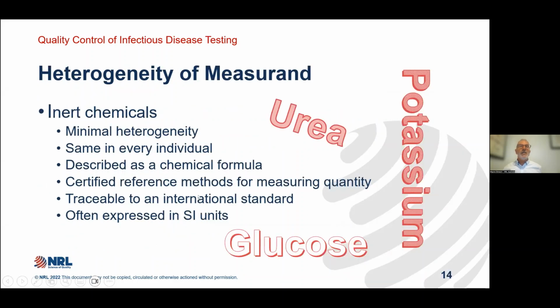So as I mentioned, inert chemicals have minimal heterogeneity. They're the same in all different individuals. We can actually describe them by a chemical formula. We can trace the amount of these analytes to an international standard using a certified reference method, and these results are often expressed in SI units.